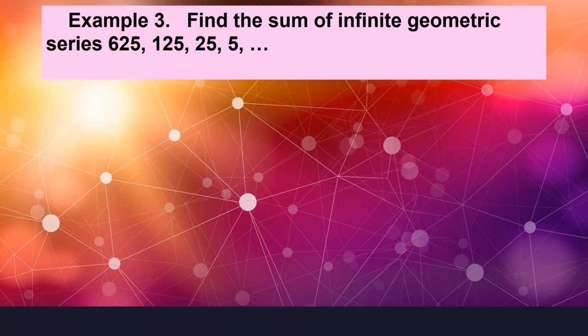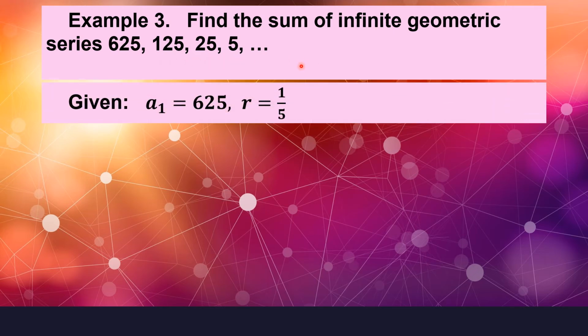Example number 3. Find the sum of the infinite geometric series 625, 125, 25, 5, and so on. The given are, our first term, or A sub 1, is 625. The common ratio, or R, is 1/5.